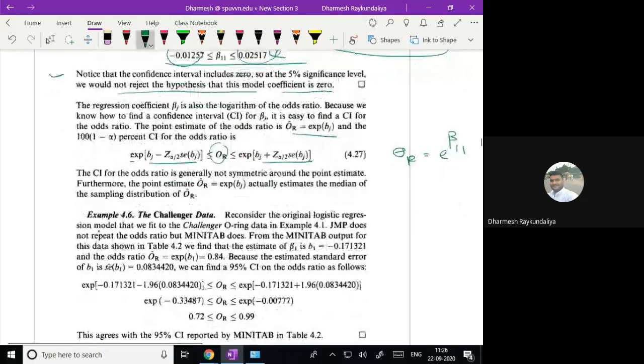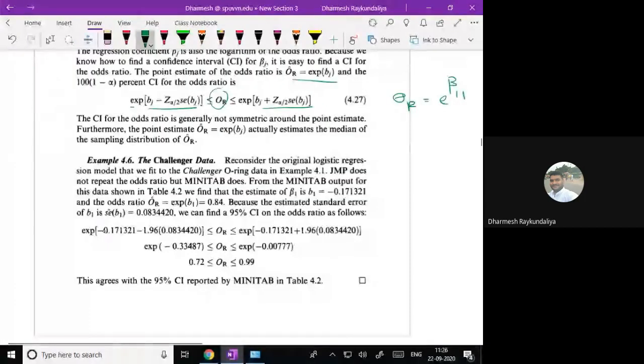If you are trying to find the odds ratio for the individual regression coefficient, what was the estimate of beta 1 in the Challenger data example? It is minus 0.173, and the exponent of B1 is 0.84, which is less than 1. Of course, the null hypothesis is rejected, as we have seen. And we also said that as you increase temperature by 1 unit, it will decrease the chance of O-ring failure by 16%.